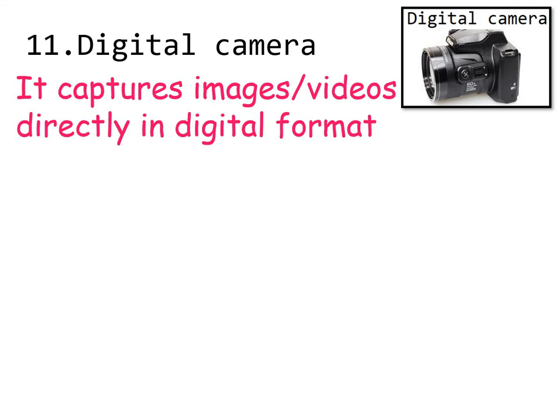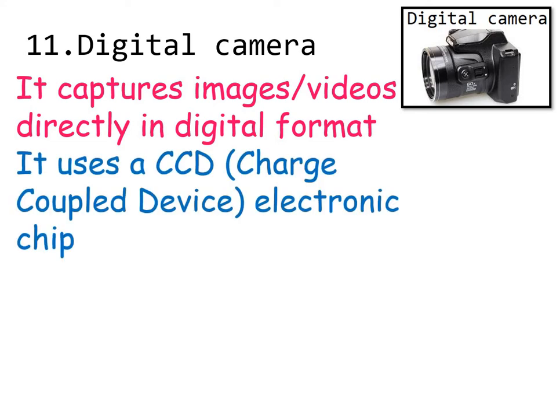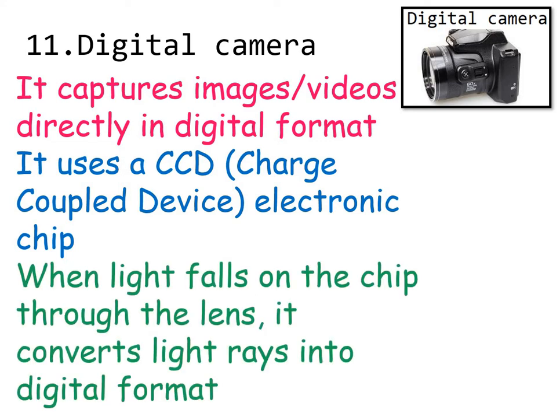Digital camera. It captures images and videos directly in digital format. It uses a CCD electronic chip. When light falls on the chip through the lens, it converts light rays into digital format.